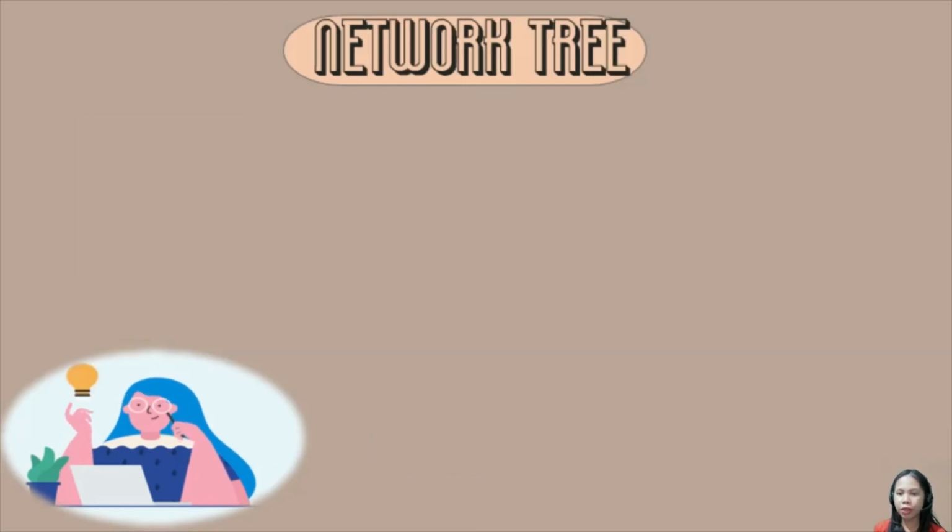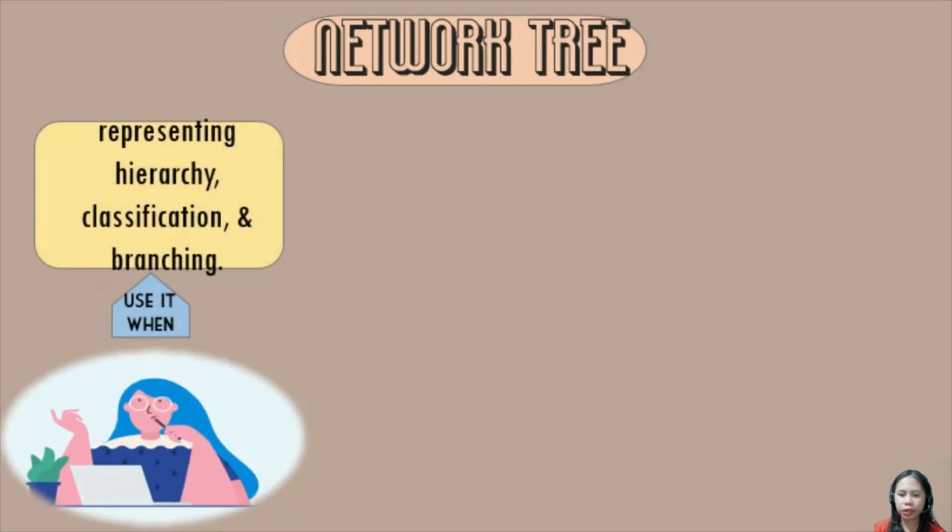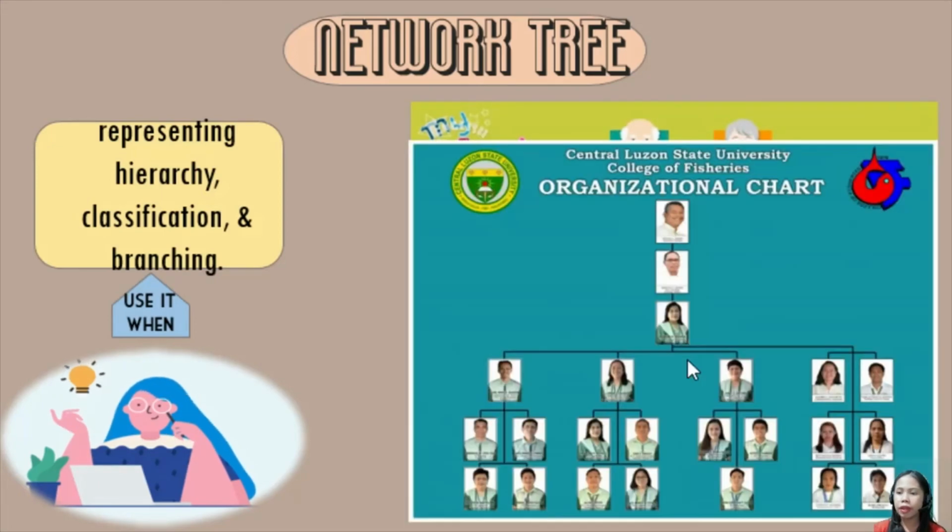Another kind of graphic organizer is a network tree. A network tree is a graphic organizer that shows connections. It has many branches to show how facts and information are related to a main topic or idea. It is particularly helpful when you need to organize information according to hierarchy, classification, or branching, just like when you want to show your family tree or when you want to show the hierarchy in a company, just like what we have here in these examples.